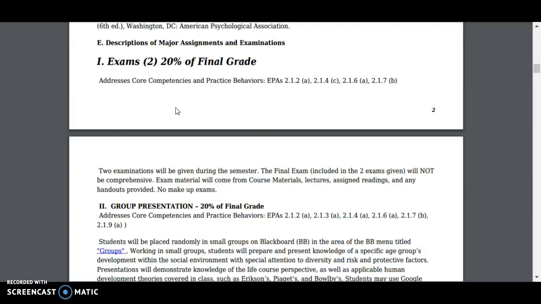So here are the major assignments and examinations. You have 2 exams, and they're 20% of your final grade.